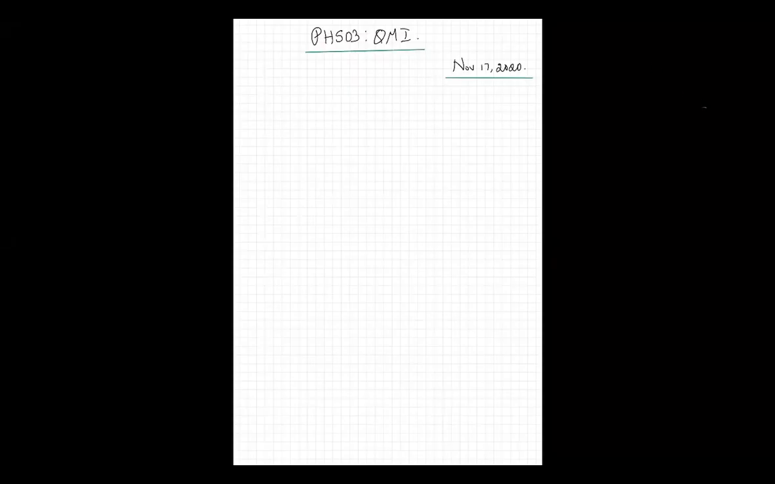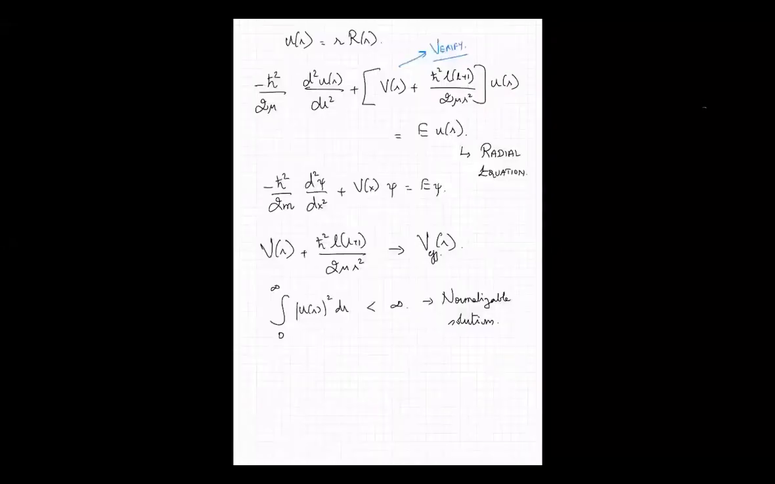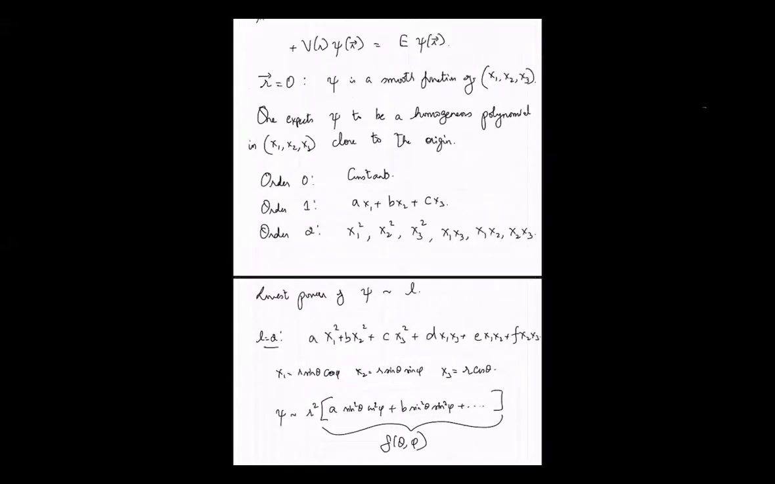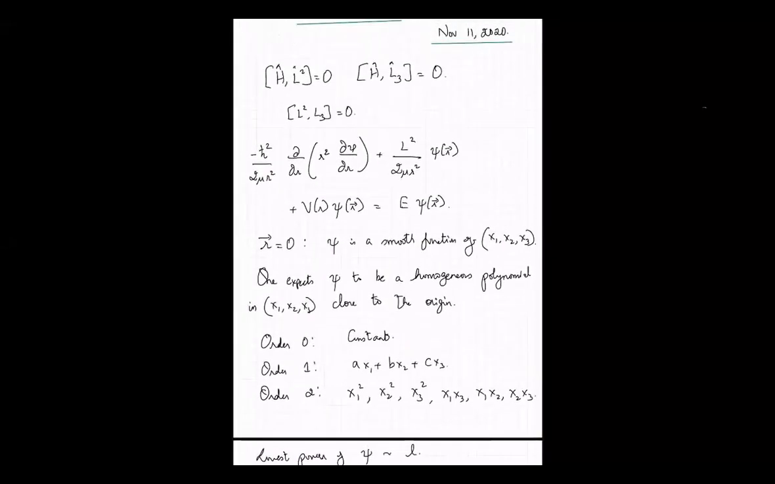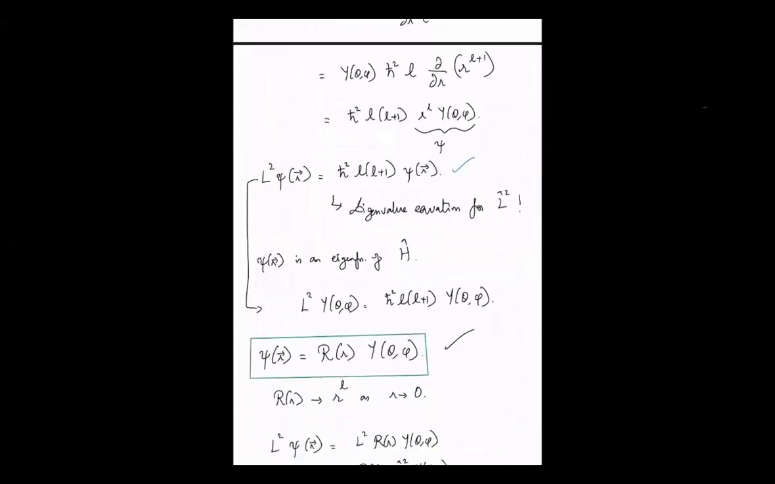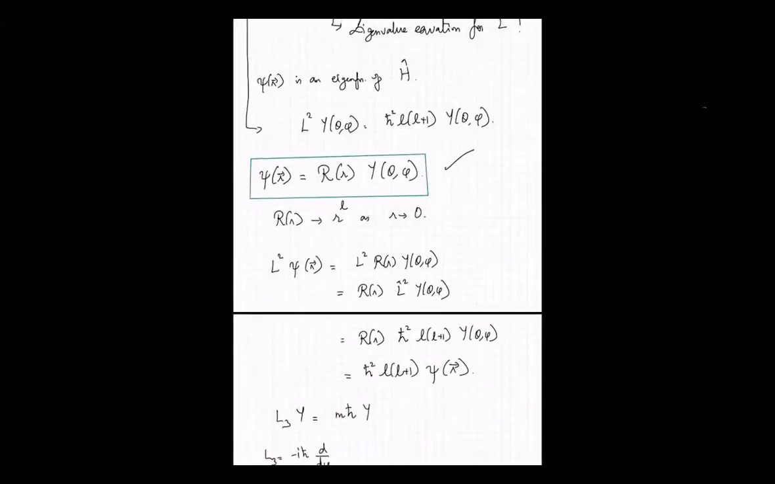So let's quickly remind ourselves where we are. We started by setting up the Schrodinger equation for a central potential. And we basically argued that, for the Schrodinger equation you see on the top of the page, by arguing certain properties of the wave function, we were able to establish that the wave function should be in the form given in the boxed equation.